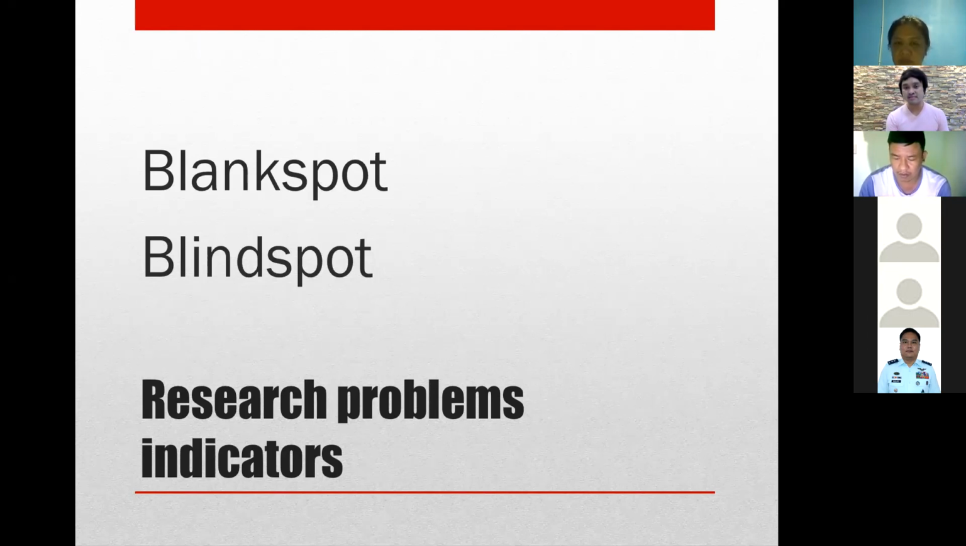Pa-thumbs up nga kung clear. Thumbs up please. Kung clear ang blank spot tsaka blind spot, kung anong difference ng dalawa.